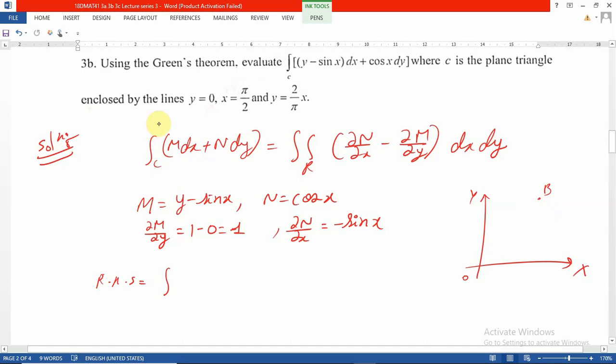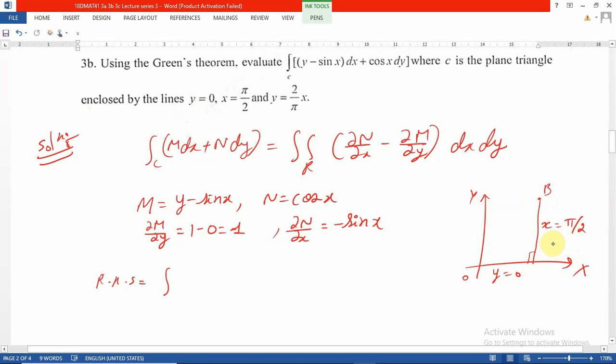First they have given y is equal to 0. So the line goes from 0, yes friends, it goes from 0 to x is equal to some line pi by 2. So here I consider somewhere here the line is there, and this is pi by 2. Pi by 2 means it is 90 degrees. So here y I will consider this as 0 and x is equal to pi by 2.